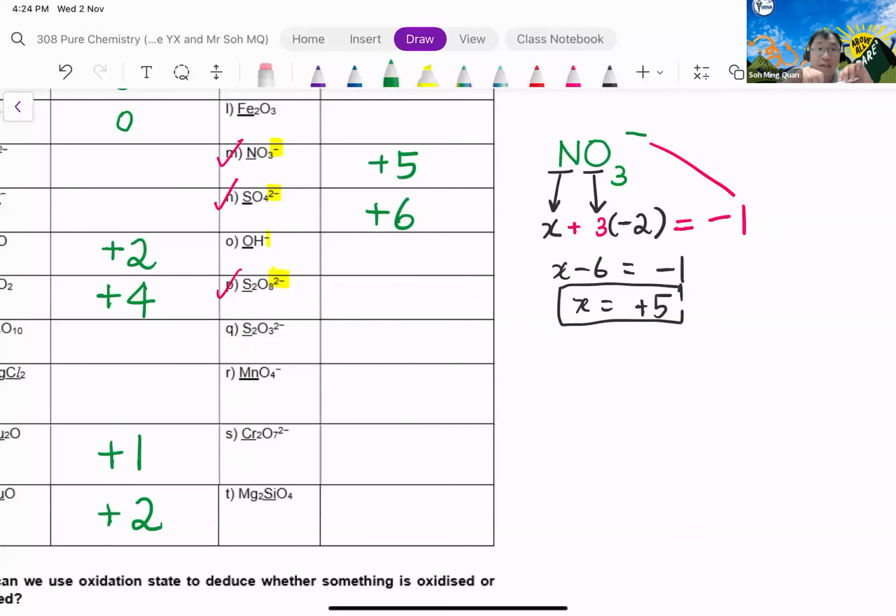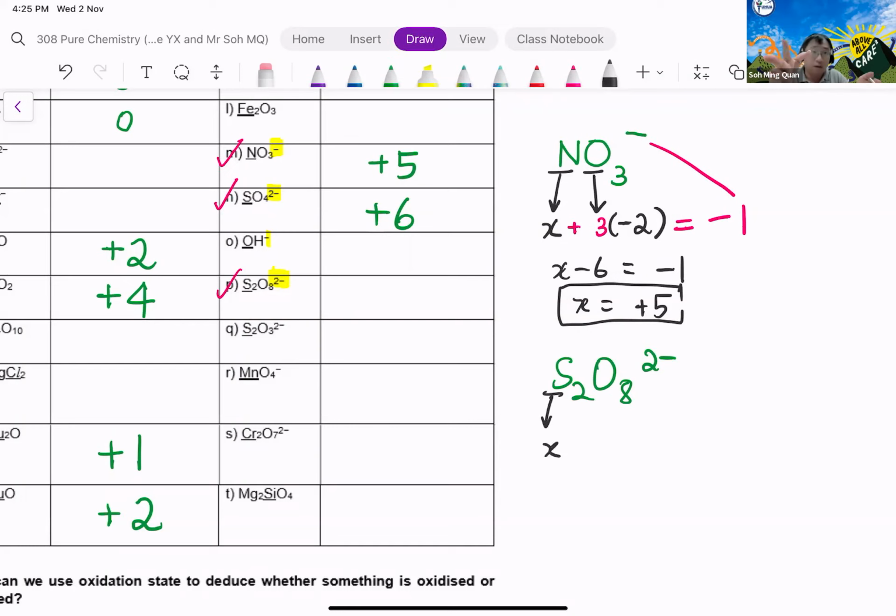Okay, then we move to P. P is quite complicated. Wow, S2O8 2 minus. This one's one of my favorite examples. Wow, so complicated. Okay, so some of the ions formed by sulfur can be quite complicated. It's not just sulfate. There are actually a lot of different ions of sulfur. So this is one of them. But nonetheless, the method to find out the oxidation state of sulfur is the same.